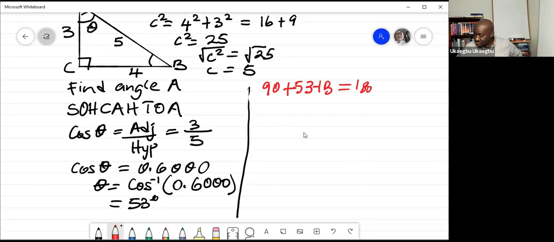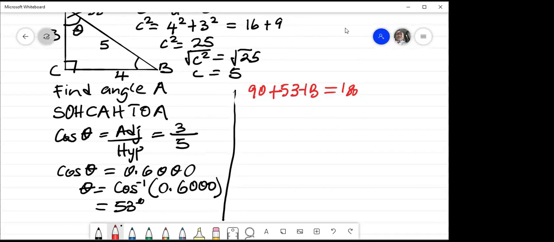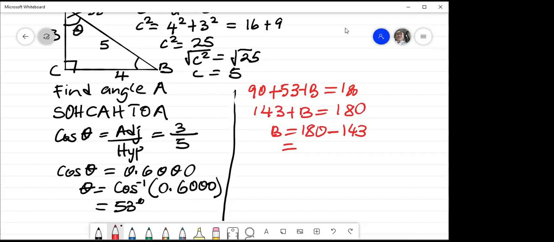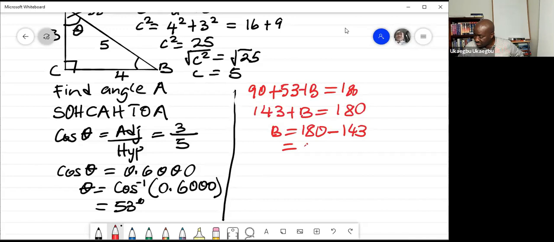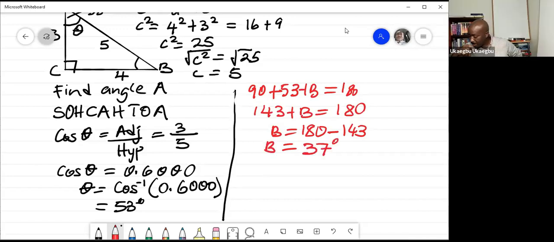So now what is 90 plus 53? 143. 143 plus B equals 180. So that means B is going to be 180 minus 143. And that should give us 37 degrees. All right, 37 degrees. And that's B. So that's how to do it.